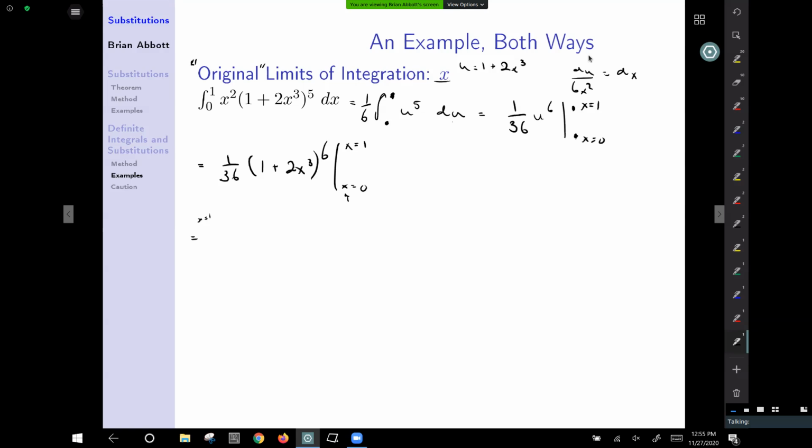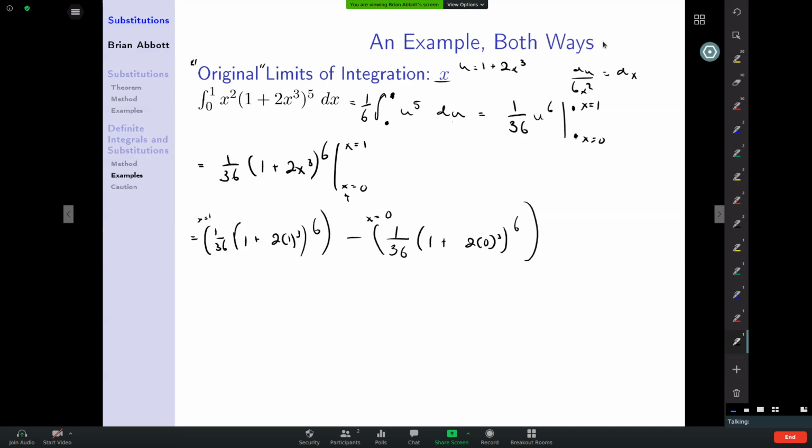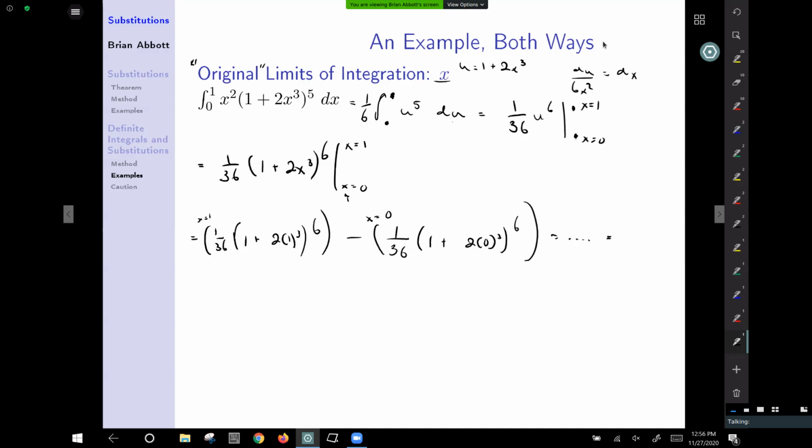So now for x equals 1, we get 1 over 36 times 1 plus 2 times 1 to the 3rd power. Whoops, got a little overzealous there. 2 times 1 to the 3rd power, that entire expression raised to the 6th power. Now we'll subtract away that expression evaluated at x equals 0, 1 over 36 times 1 plus 2 times 0 to the 3rd power, that whole thing raised to the 6th power. And once again, the point of this is not to show you the algebra to simplify that expression, which we're capable of doing, but rather to emphasize that either way you do it, you get the same result.